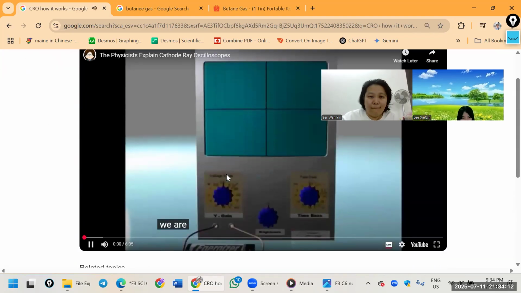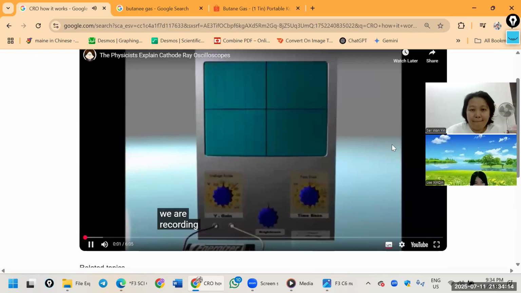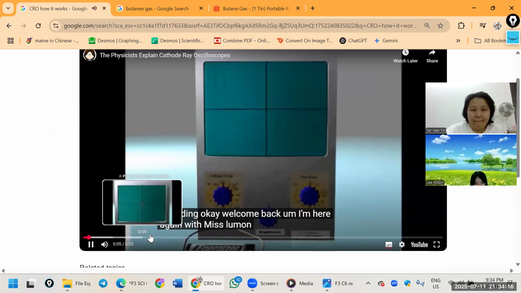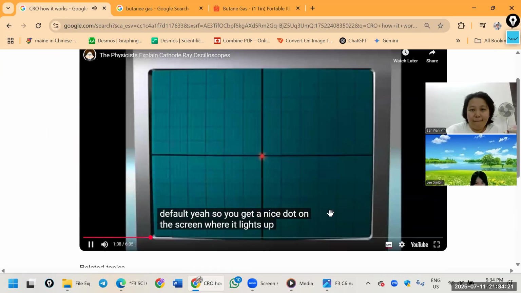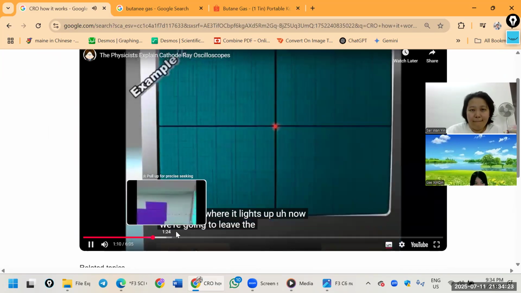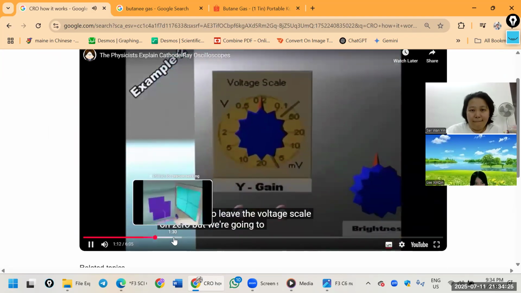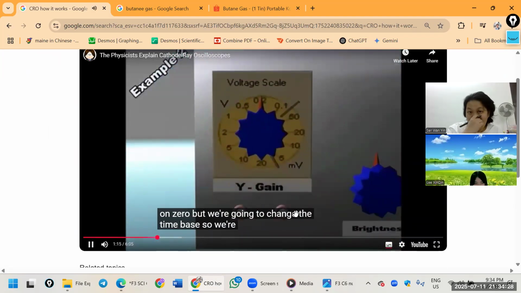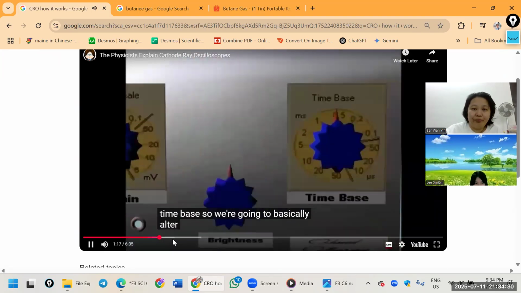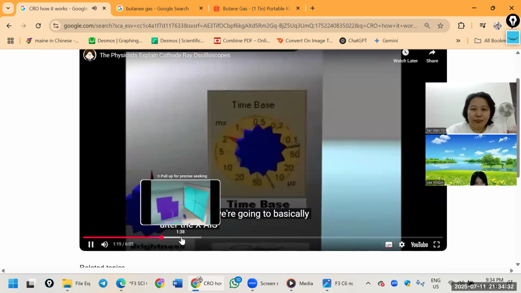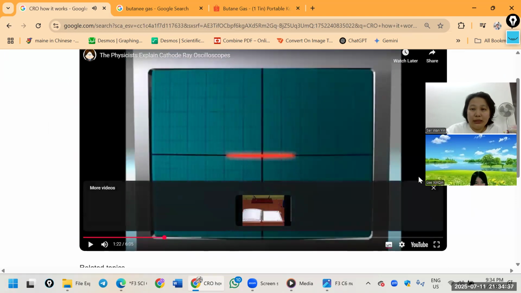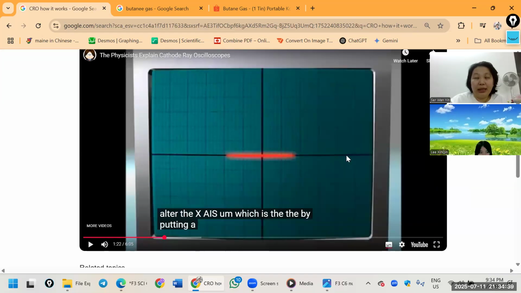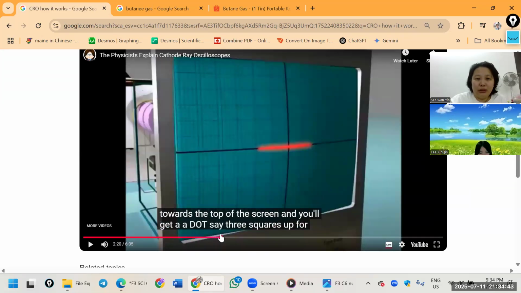We are recording. Okay, welcome back. I'm here again with Miss Lumsden. Hi there. And Mr. Perry. Yep. Where it lights up. Now we're going to leave the voltage scale on 0, but we're going to change the time base. So we're going to basically alter the x-axis. Okay. Then let's see.